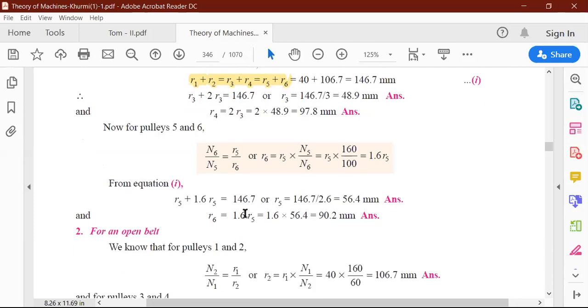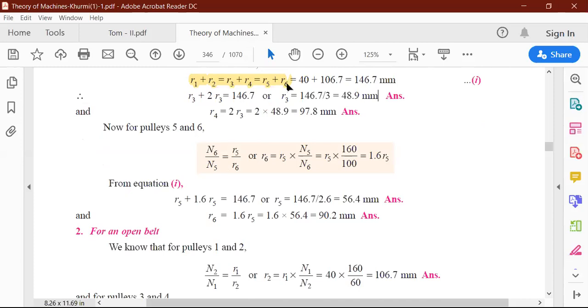So all the radii we find with the help of a single condition, that is R1 plus R2 is equal to R3 plus R4 is equal to R5 plus R6. This case is applicable only for the cross belt drive, and generally no numerical is asked in your exam regarding the cross belt drive because it's simple in structure. But if such a numerical is asked, then both conditions should be given, not a single condition alone in the examination.